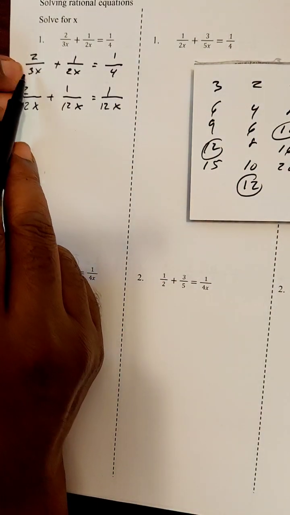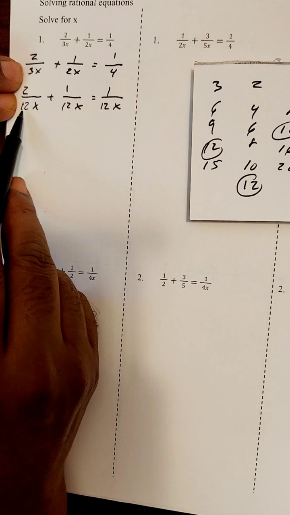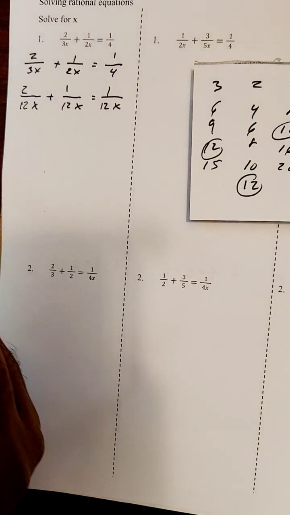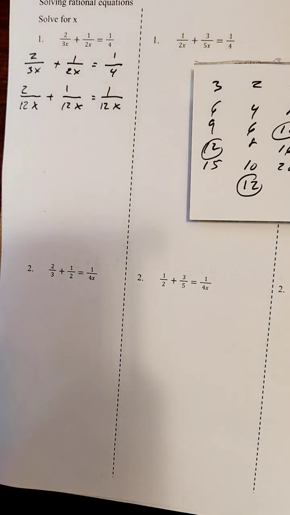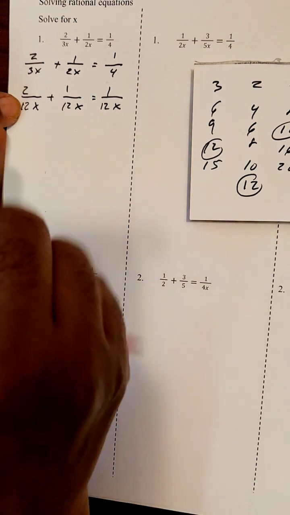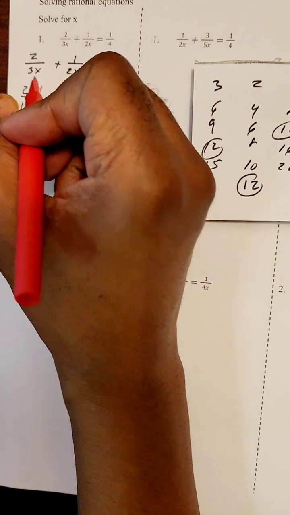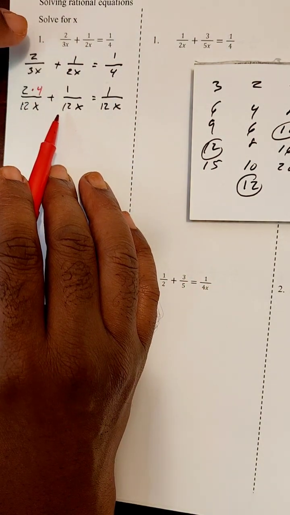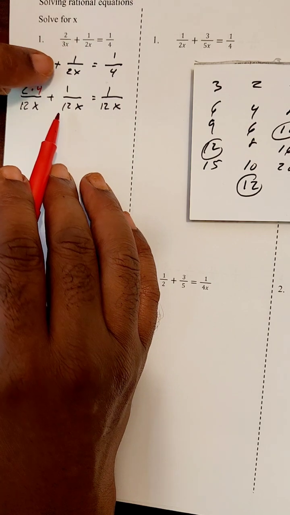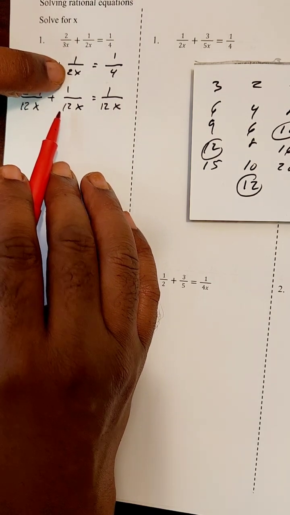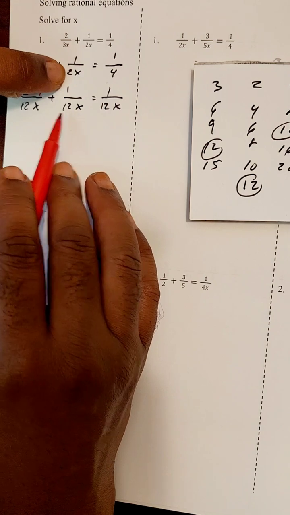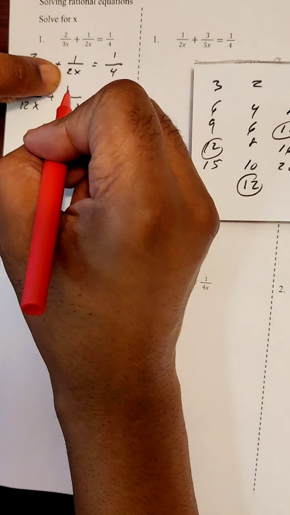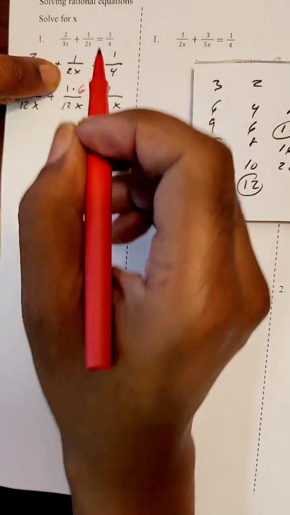The difference between a 3 times x and a 12 times x is that this is also multiplying by 4. So we're going to put a multiplying 4. There's an extra multiplying 4 in the denominator, so we'll put an extra multiplying 4 in the numerator. Here, from a 2 times x to a 12 times x, there's an extra 6. So this has been multiplied by 6 to get this. So we'll put an extra 6 in the numerator.